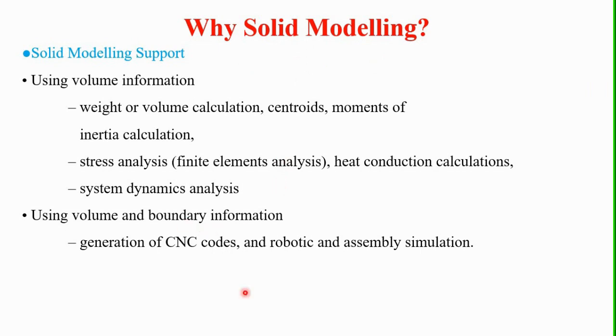Then from the boundary information perspective, generation of CNC codes, that is path generation, and also robotic and assembly simulation require solid modeling. Assembly and simulation are not possible with the wireframe model, so solid modeling is required. So this is why solid modeling is required in CAD.